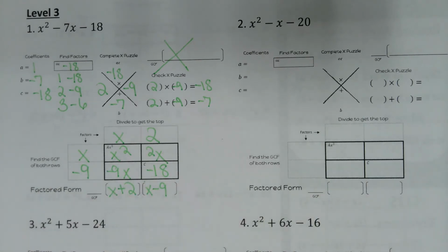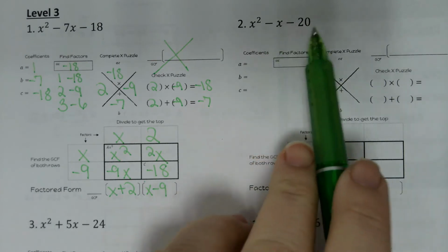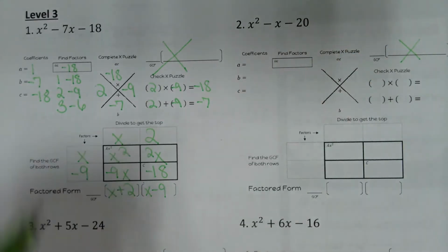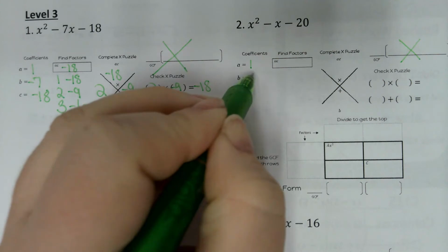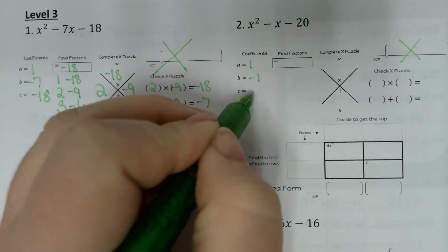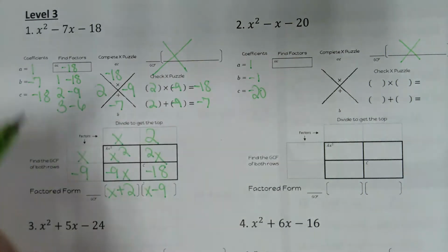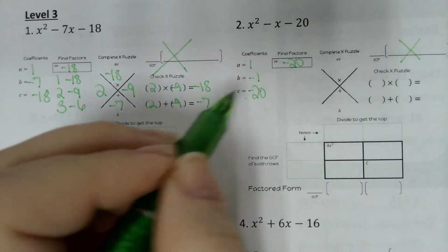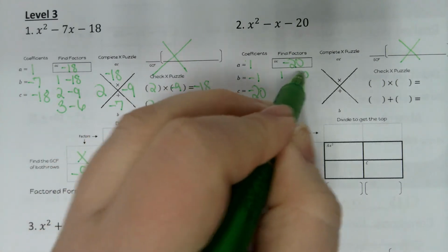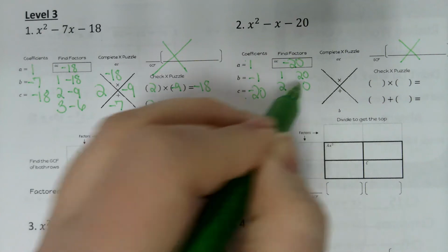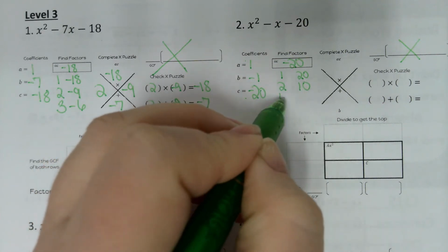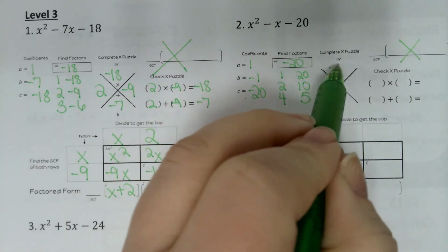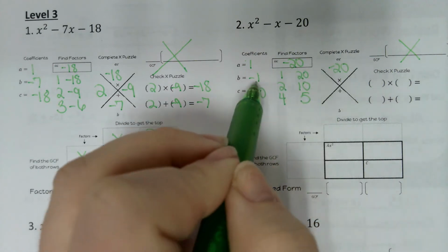Let's take a look at number 2. Is there something that can come out of all 3 pieces? And there's not, so I don't need a GCF. A is 1, B is negative 1, C is negative 20. A times C gives me negative 20. 1 and 20, 2 and 10, 3 does not work, 4 and 5 are the remaining factors. Now that A times C is the top of my X, and the bottom is my B.